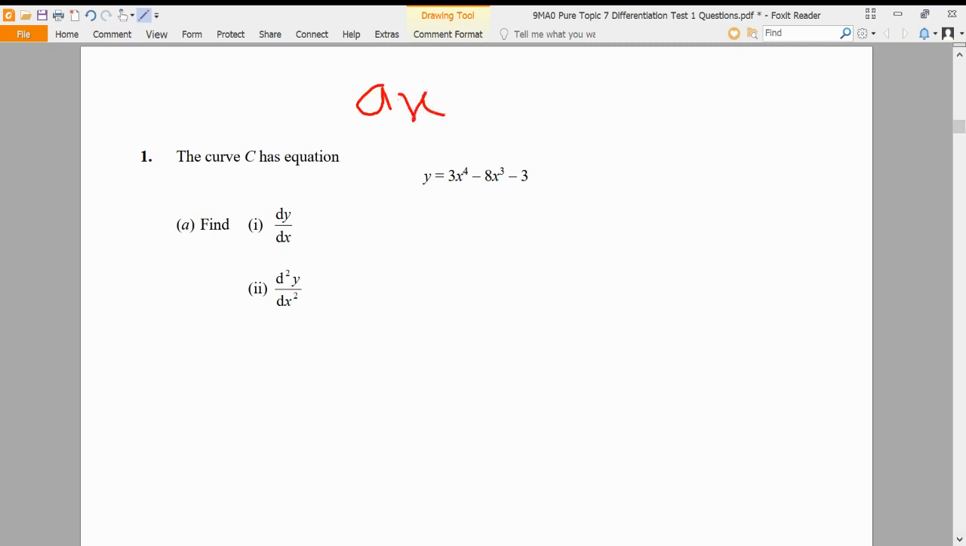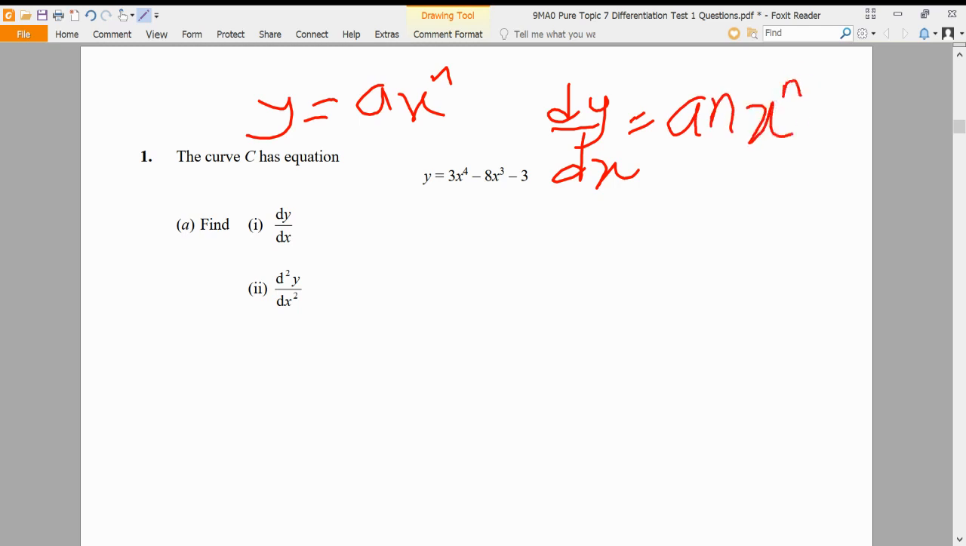Now, let's not forget that when you have y equals ax raised to power n, your dy/dx is equal to n times a, x raised to power n minus 1. So this is the formula you're going to use. This is a polynomial, so this is pretty simple.